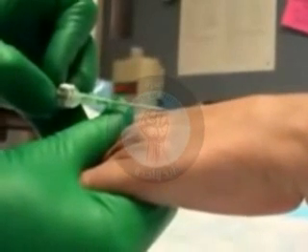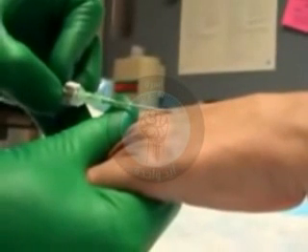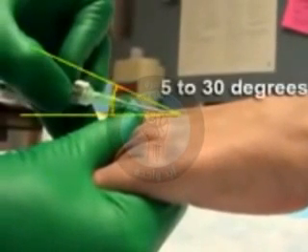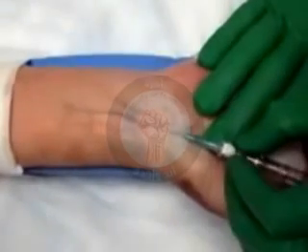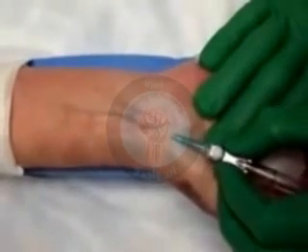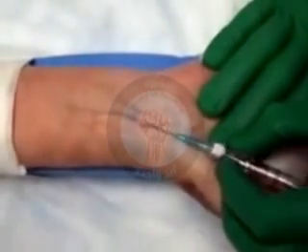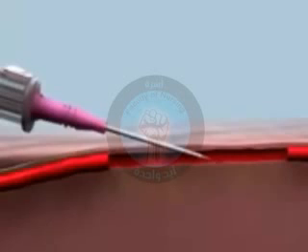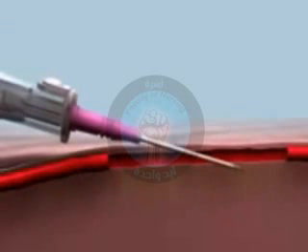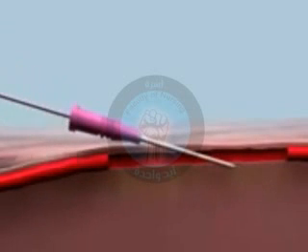With your dominant hand, insert the metal needle bevel up at a 5 to 30 degree angle through the skin and into the vein. The angle used to approach the vein is dependent on the depth of the vein. A lesser angle is required for superficial veins. Do not insert the catheter too deeply, as this risks penetrating the far wall of the vein.